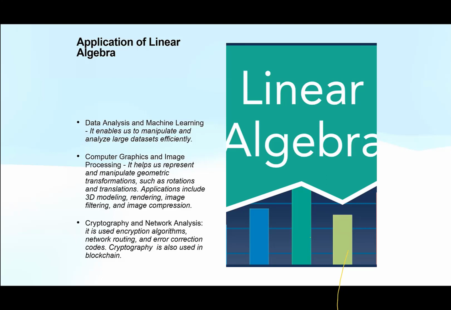Cryptography and network analysis. Thank God we just talked about network analysis, which is our area of research. Cryptography and network analysis are used for encryption algorithms, network routing, and error correction codes. Cryptography is also used in blockchain. Now, blockchain is becoming the big thing. The most popular application we know is cryptocurrency, things like Bitcoin and the rest of them, but that's just one application of blockchain.